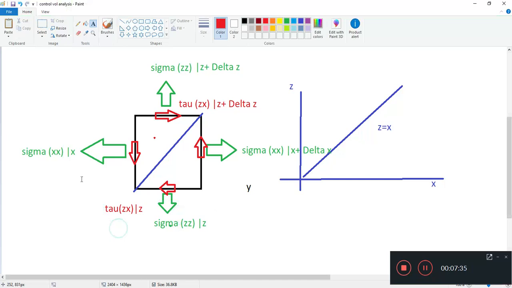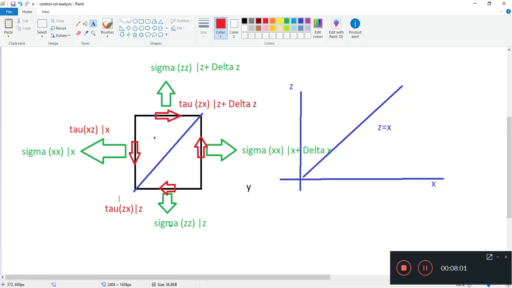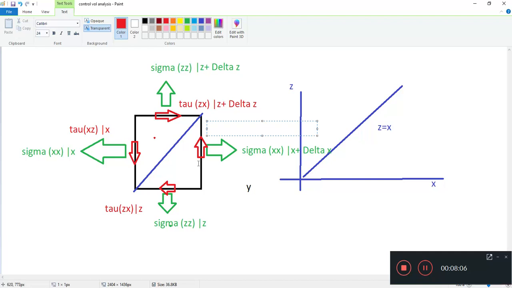Okay, what is this one here? This left one, again, what plane is it perpendicular to? It's perpendicular to the x direction, x. And what direction is it going in? It's going in the z direction. Where is it evaluated? It's evaluated at x, because this left side is x, this right side is x plus delta x.